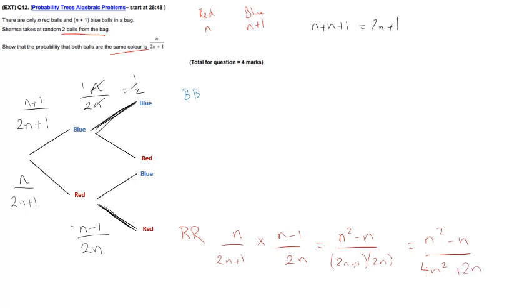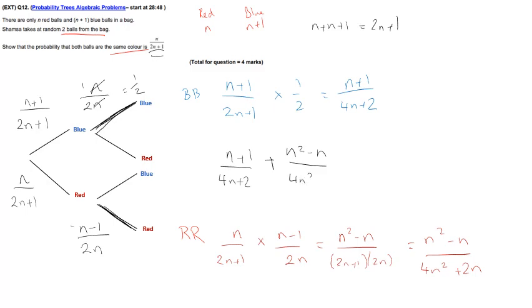What about the blue up here? We've got n plus 1 over 2n plus 1, and that's going to be times by 1/2. So that one's nice and easy: n plus 1 on the top and 4n plus 2 on the bottom. We need to show this is true. So we have to show that n plus 1 over 4n plus 2 plus the probability of 2 reds has got to be the same as that.